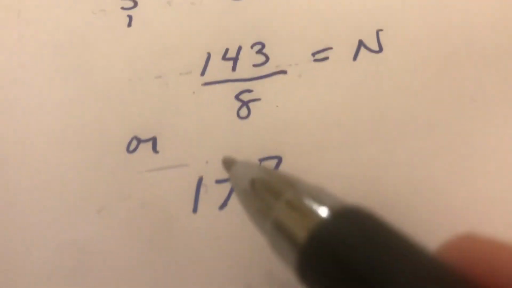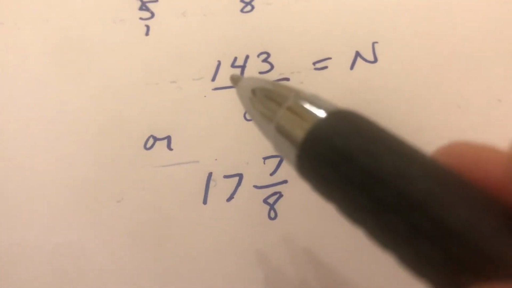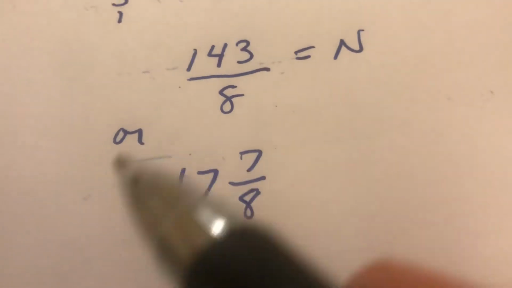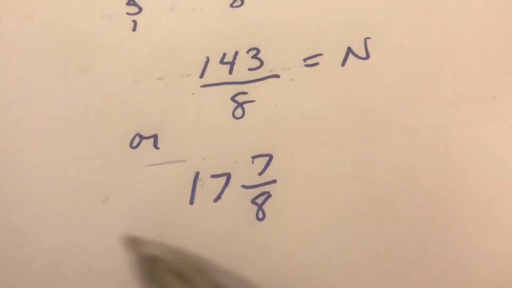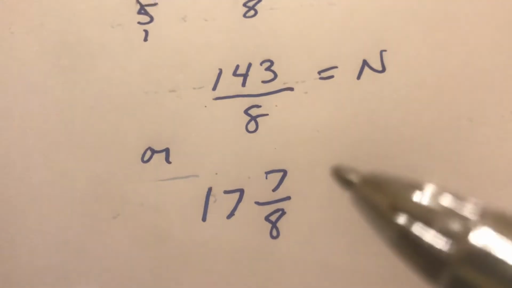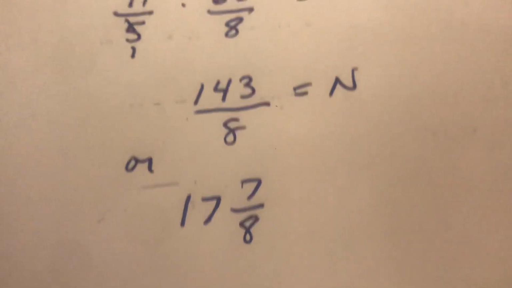Or you could write it as a mixed number. 8 goes into 14 one time, then you have 63, goes in 7, remaining 7. That's a little harder this time. But, if you use your pen and paper, you can figure it out. But your answer is 143 over 8, or 17 7/8.